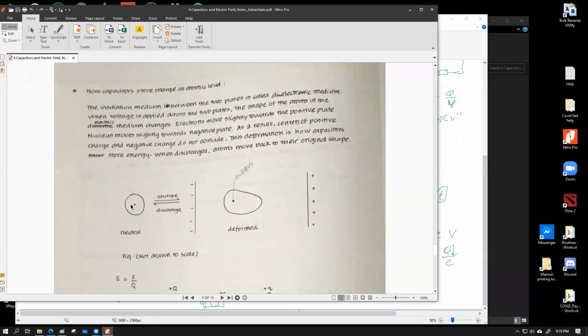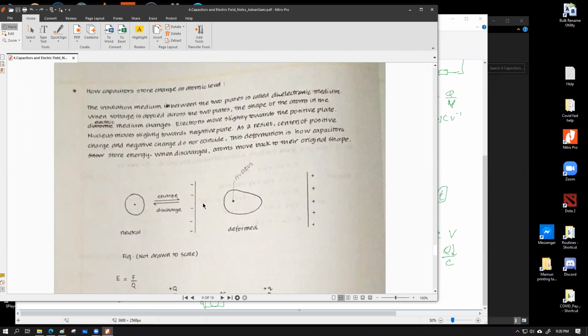Whenever we apply this electric field by charging the two opposite plates of the capacitor, the electrons are going to be more shifted towards the positive plate and the nucleus is going to be more shifted towards the negative plate. We are talking about an atomic level deformation. This would not be visible to the naked eye.